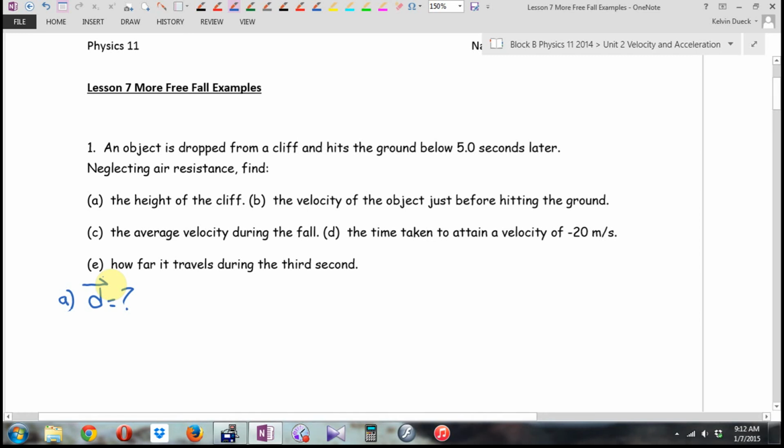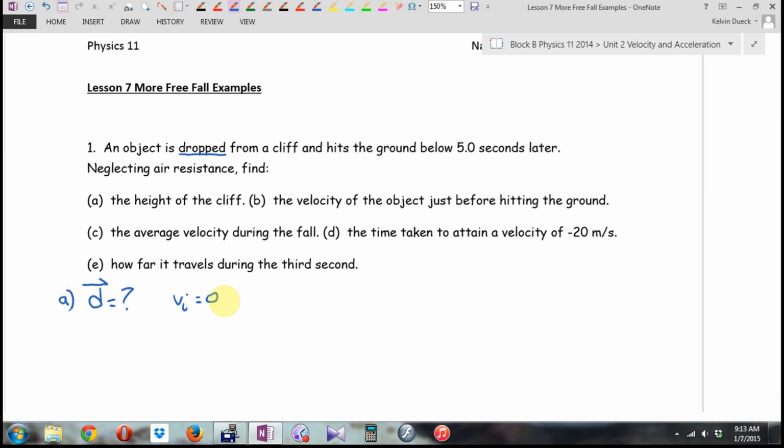What else do we know? Anytime they say dropped, I know something. The initial velocity is zero. What else do I know? I know the final velocity? Zero? Not zero. That's after it hits the ground.